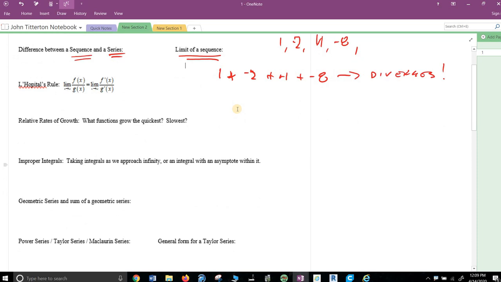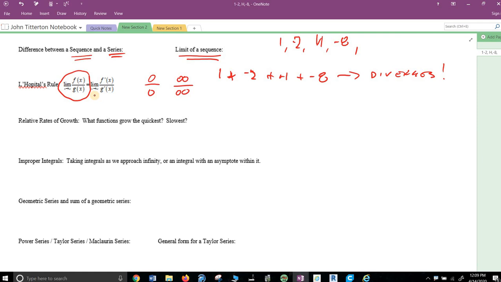So, L'Hopital's rule, make sure you check. If I plug in a number and I get 0 over 0, or infinity over infinity, okay, take the derivative of the top, take the derivative of the bottom, not the quotient rule, and off you go. That one's up to you.